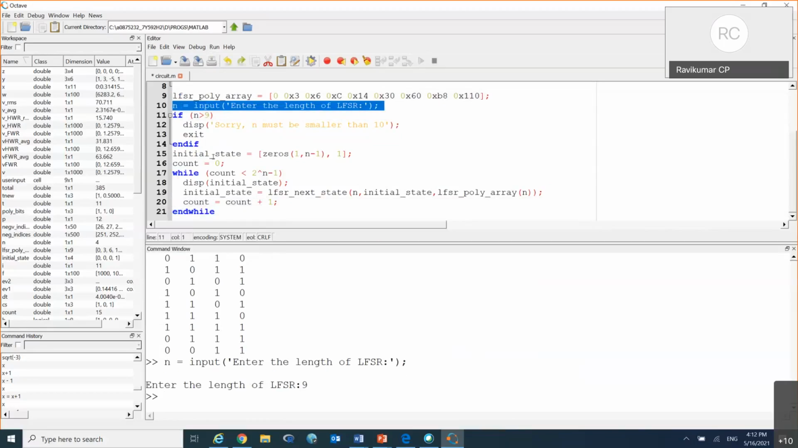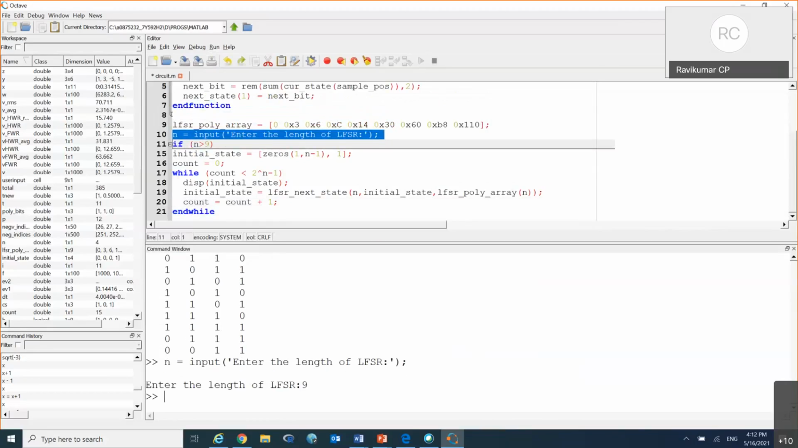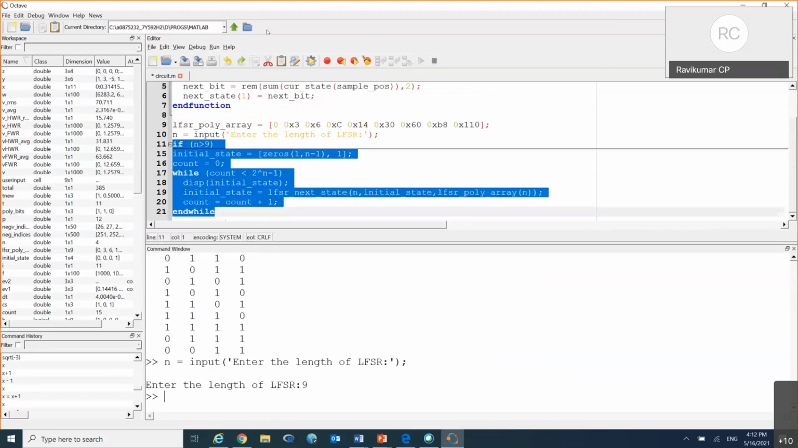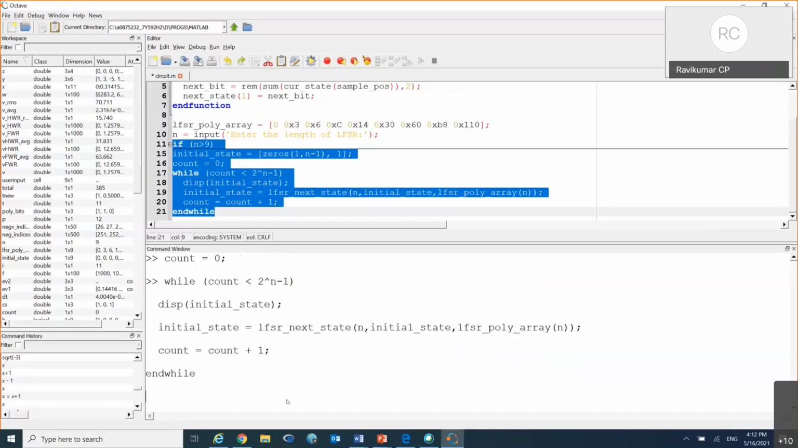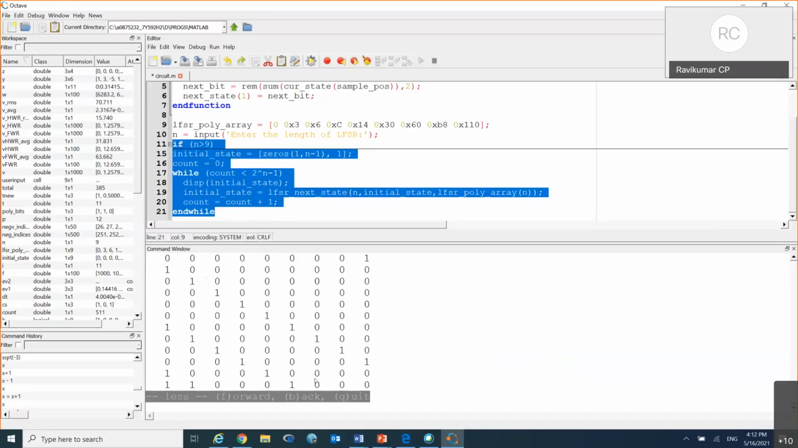Okay. Now let us try this. See, it will give you all the 511 states to come, and they will all be different states. You can verify later. None of them will repeat. All these states will be different.